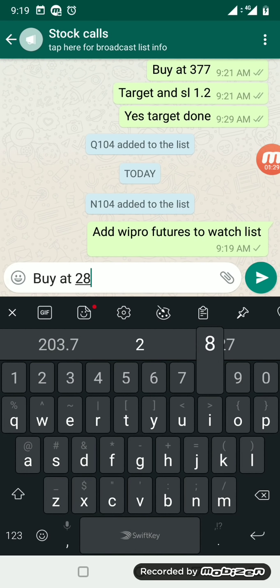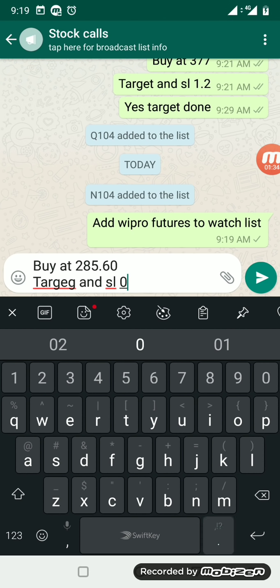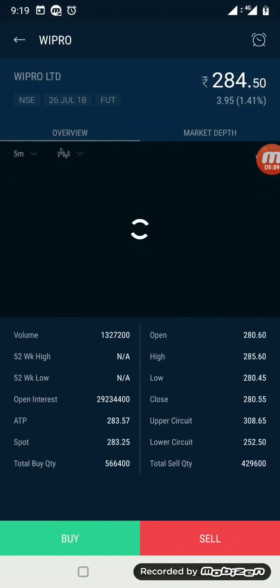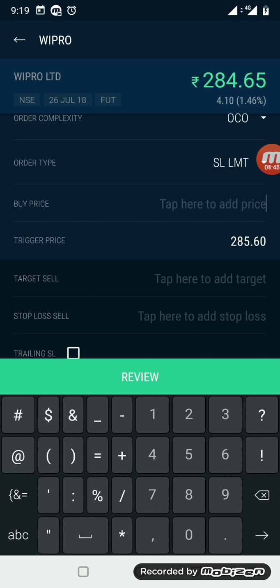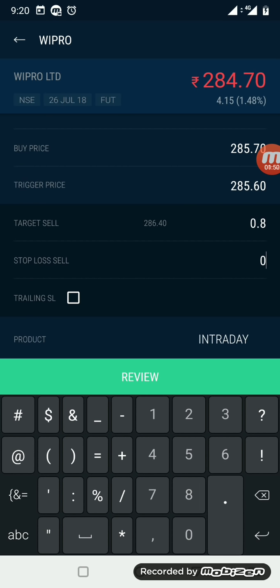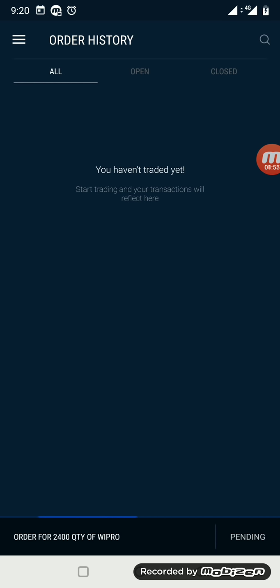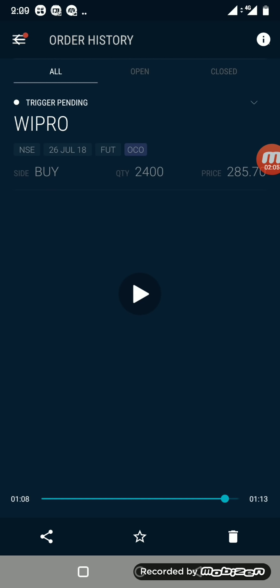the buy price is buy at 285.60, and target and stop loss would be 0.8. I keep the range at around 0.3%, which is good enough. So let me also place a trade for myself. 285.60, 285.70, a small buffer of 10 paisa, target and stop loss of 80 paisa. Let me just refresh it. So you can see that the order is trigger pending. So this is what you have to do.